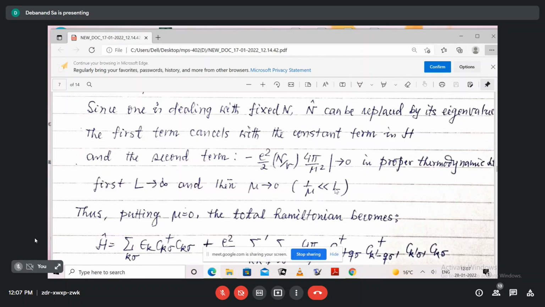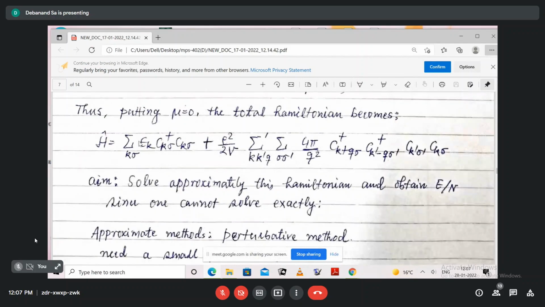So then your bosonic part is gone, and this Hartree part is gone. So you will have only this Hamiltonian now, a pure electronic kinetic energy, and then the Coulomb potential, two body, with q not equal to 0. A prime means q not equal to 0. The q equal to 0 term we have already taken away. One part of that cancels with bosons and another part goes to 0 in the proper thermodynamic limit.